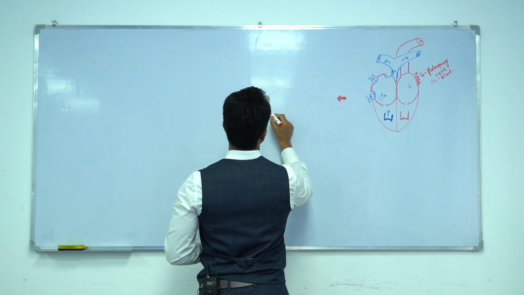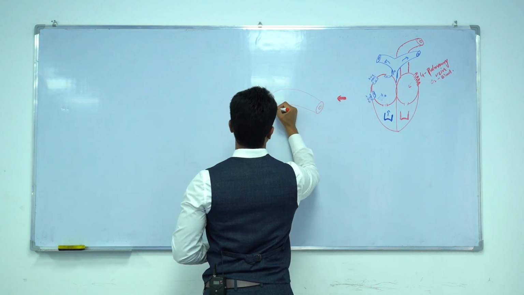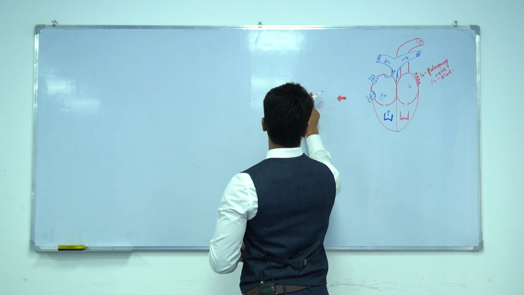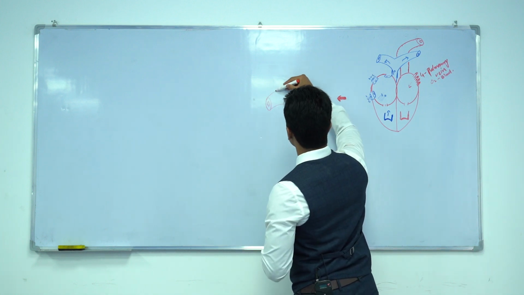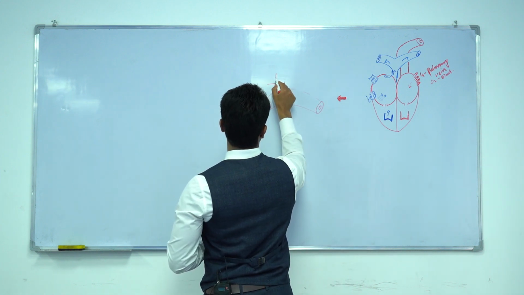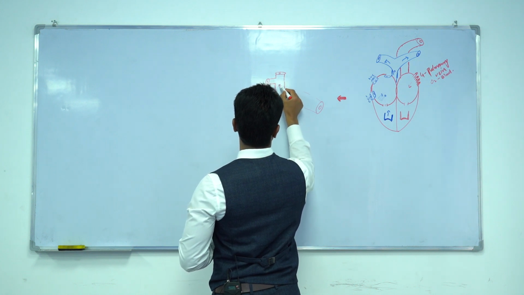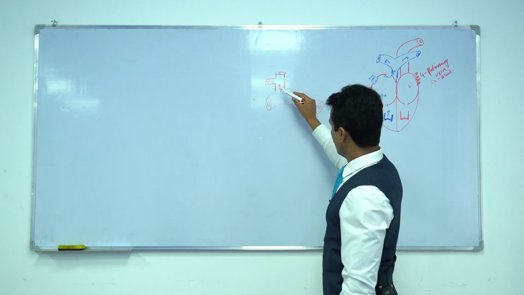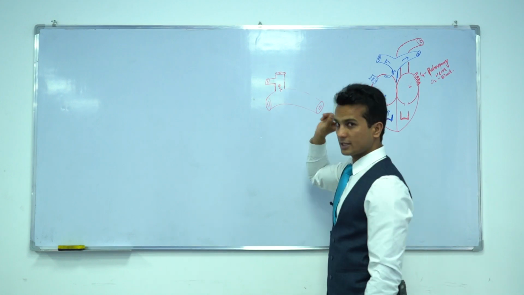The aortic arch gives three major vessels. The first vessel from the arch of the aorta is the BCT. What do you mean by BCT? BCT is the brachiocephalic trunk. And then the brachiocephalic trunk divides into the right subclavian artery and the right common carotid artery.